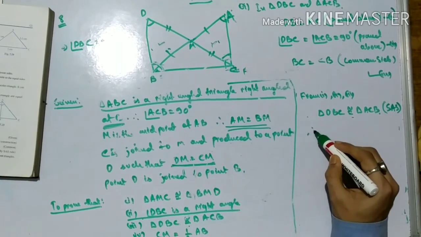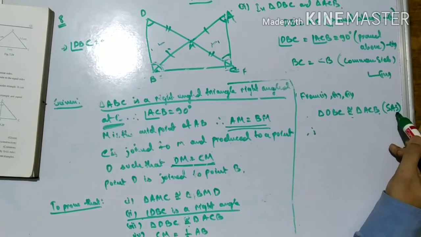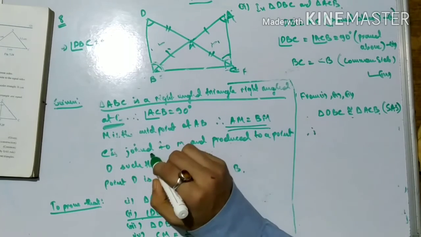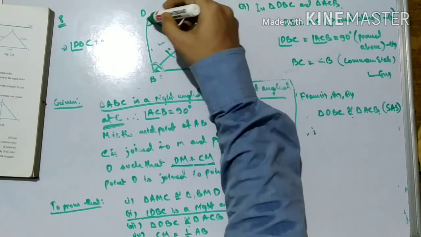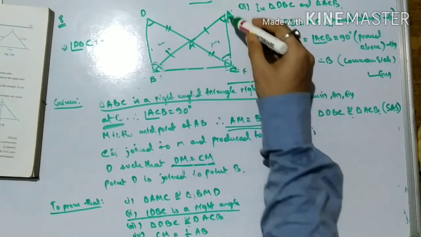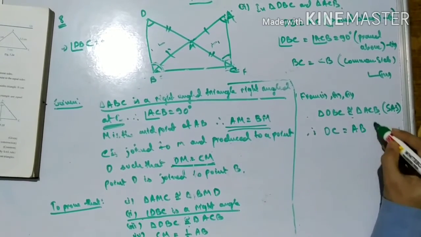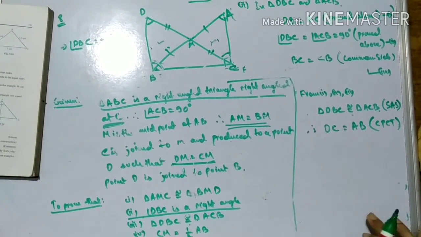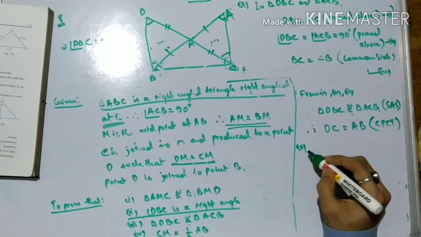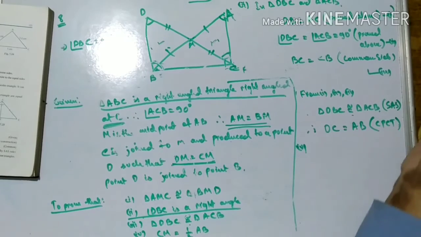So therefore I can say that these two triangles are congruent. So DC, this side, DC equals AB, by CPCT. Okay, I will keep it. So this one is over, and the last one, number 4, I have to prove that CM equals half AB.